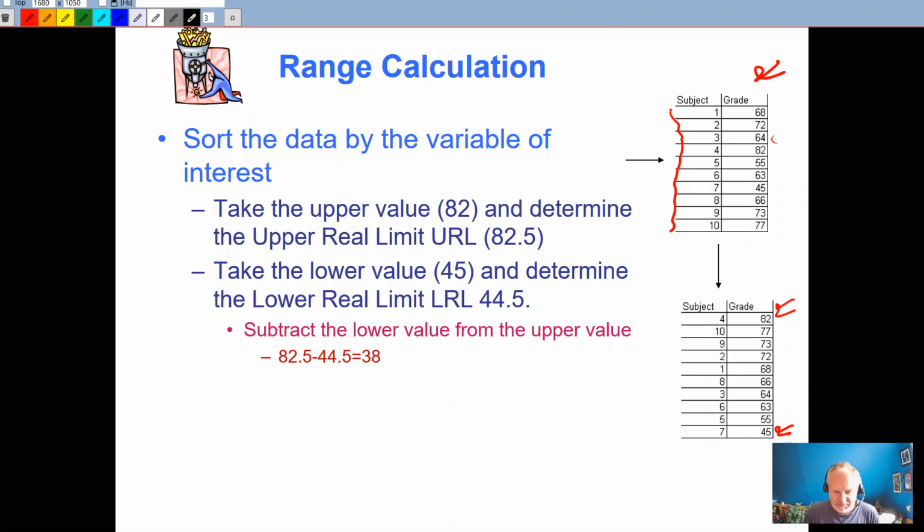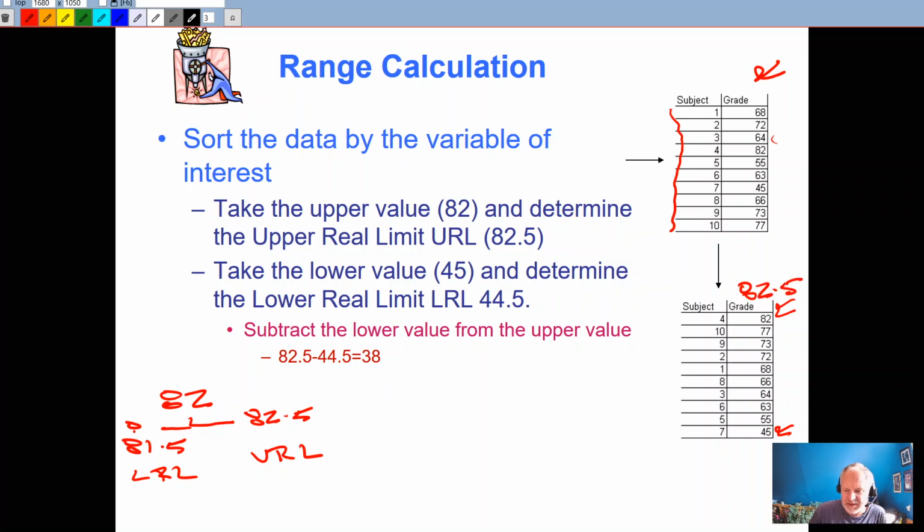So now if we're looking at 82, the real limits for 82 are 81.5 and 82.5. So 82 extends from 81.5 to 82.5. This is the lower real limit. This is the upper real limit. And the one I want is the upper real limit, the 82.5.